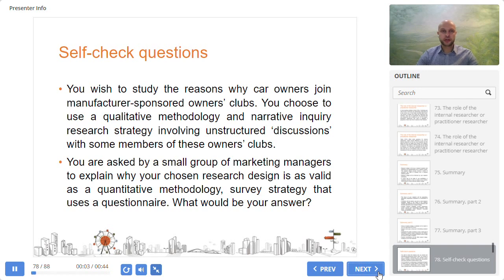Self-check questions. Imagine that you wish to study the reasons why car owners join manufacturer-sponsored owners' clubs. You choose to use a qualitative methodology and narrative inquiry research strategy involving unstructured discussions with some members of this owners' club. You are asked by a small group of marketing managers to explain why your chosen research design is as valid as a quantitative methodology, so a strategy that uses a questionnaire. What will you reply for this group of managers? That's the first self-check question.